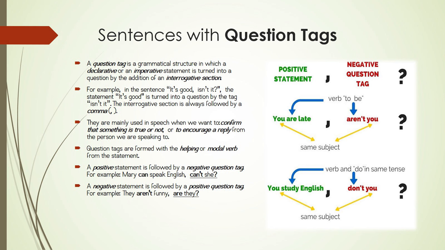Similarly, a negative statement is followed by a positive question tag. For example, you can't understand this, can you? Here, you can't understand this is the negative statement and can you is the positive question tag.